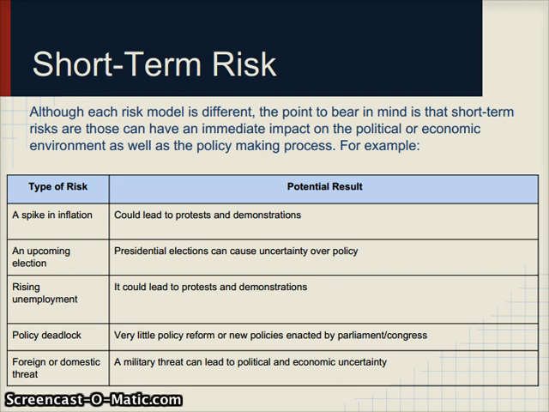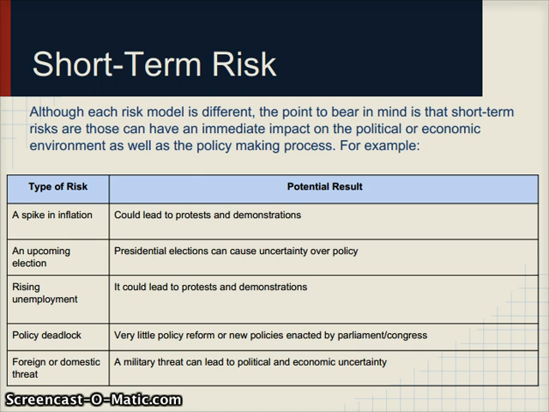Similarly, rising unemployment. If you have a lot of rising unemployment and a spike in inflation at the same time, as we saw in the Middle East in 2012, 2013, then it could lead to protests and demonstrations in the street, which could overthrow a government, or it could cause investment to fall, for example.